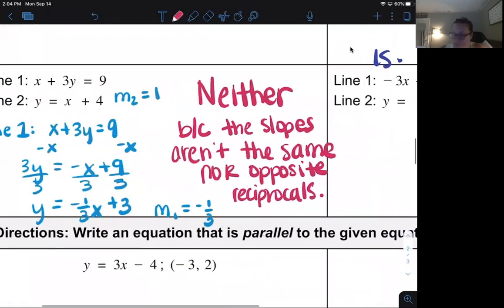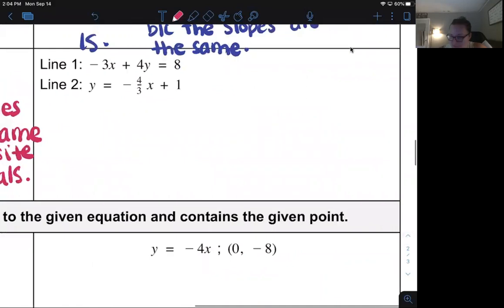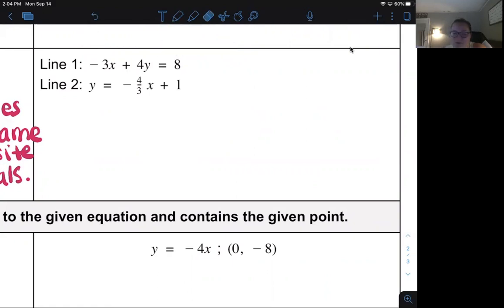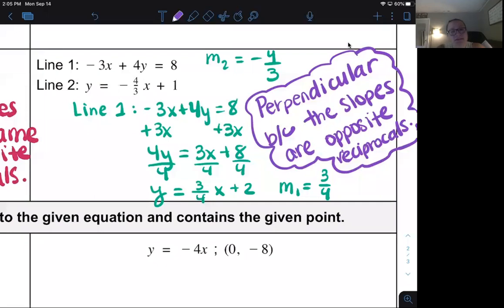Let's move on to the next example. So for the next example, use line 1 as negative 3x plus 4 equals y, and line 2 as y equals negative 4/3 x plus 1. So the first thing I did was solve for y in the first equation, and I got y equals 3/4 x plus 2. So the slope of line 1 is 3/4. The slope of line 2 is negative 4/3. Those two fractions are opposite reciprocals of each other. Therefore, we have perpendicular lines.